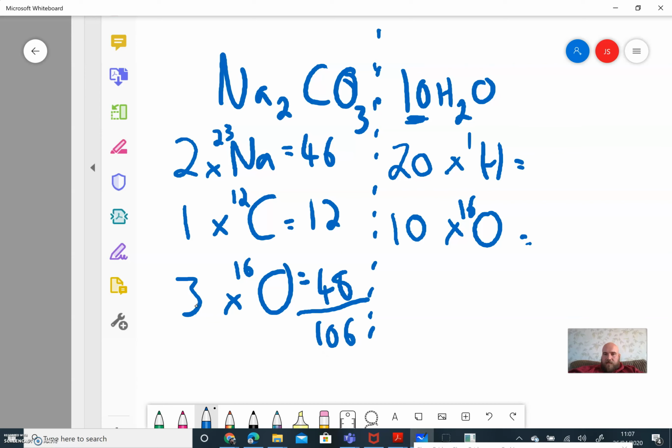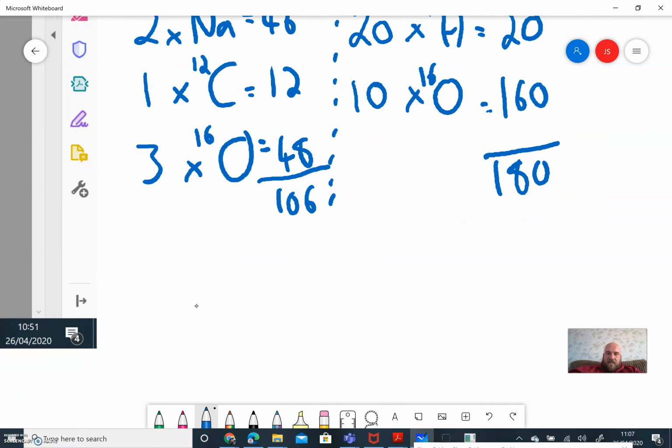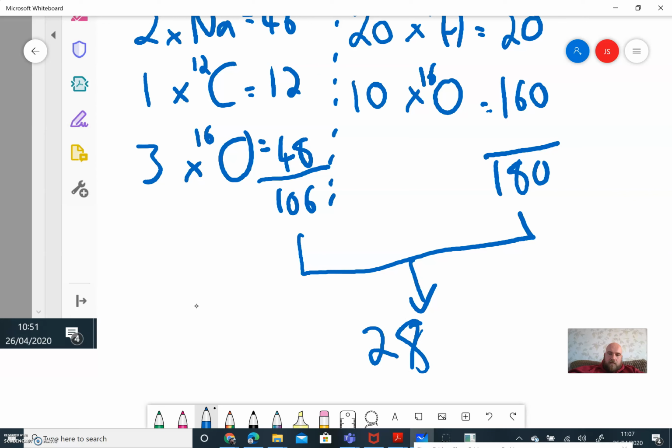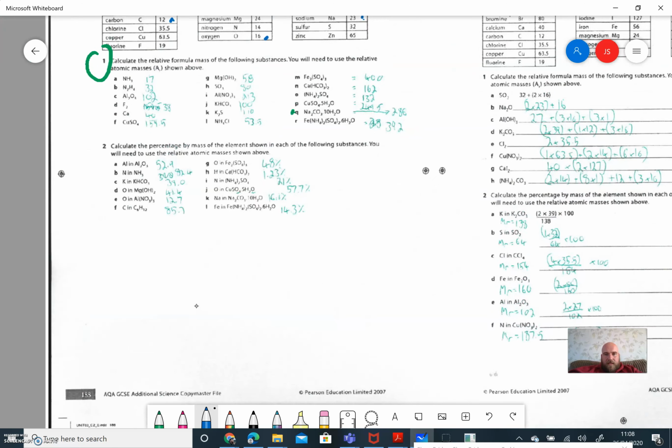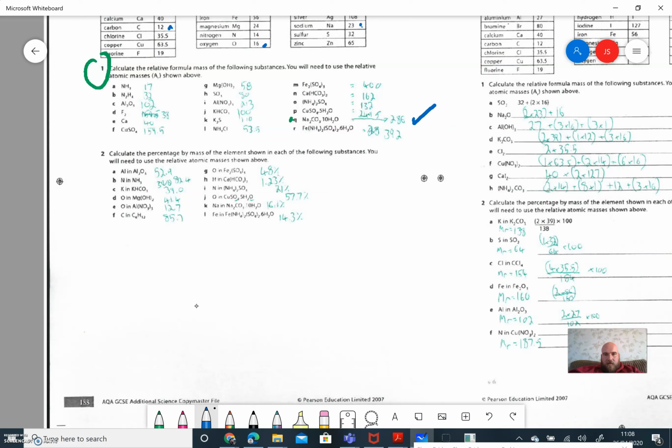And on this side, you've got 20 times 1, which is 20. You've got 10 times 16, which is 160. They add together to make 180. And then I'm simply going to add those two numbers together to give me the total mass. So 106 plus 180, 286, which hopefully is the correct answer on that particular one. Yep, there it is, 286.